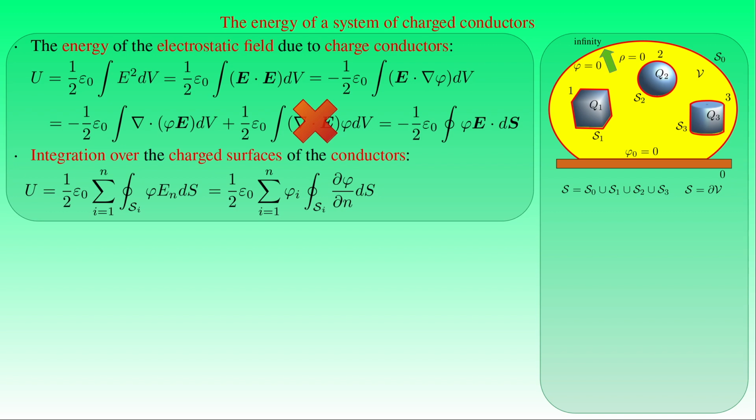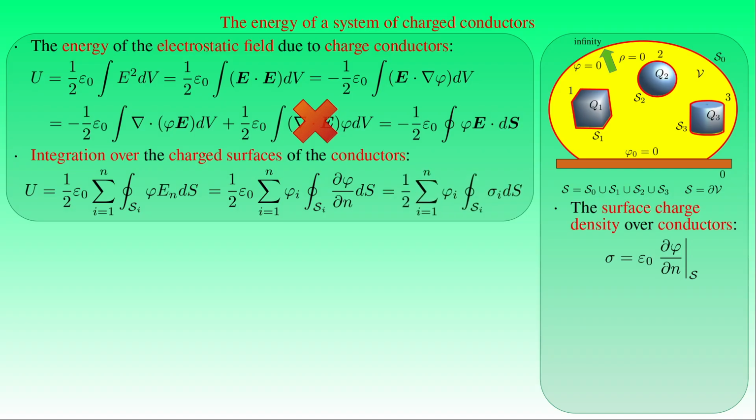conductor. We already saw that epsilon naught times the directional derivative of the potential in the normal direction n is equal to the surface charge density sigma over the surface of the conductor. Again, the missing negative sign in front of the derivative indicates that the normal used here points outward from the volume V and inward to the conductor. By inserting this expression into the sum of integrals, we obtain the surface integrals of the surface charge densities sigma I of the charge distributed over the boundary Si of the conductor I for I running from 1 to n.